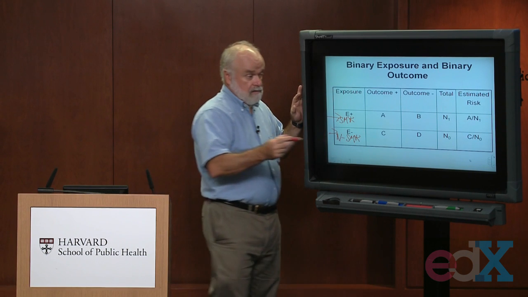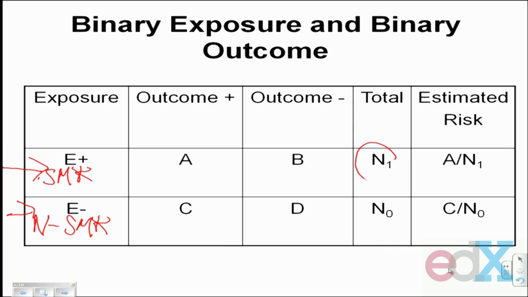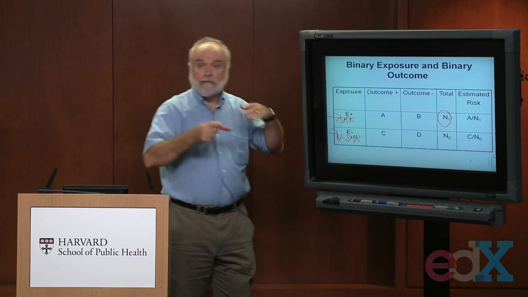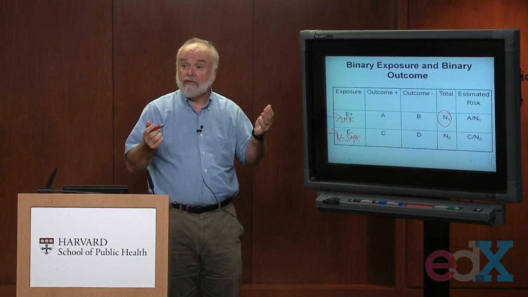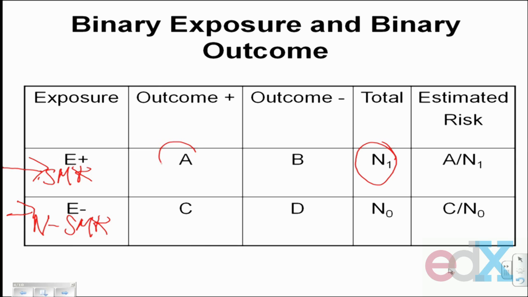You have in this table N1 people who are smokers in your study. You follow them over time to see who develops some outcome. Say the outcome is death. A people die. These are the people who developed death. And B people survived.